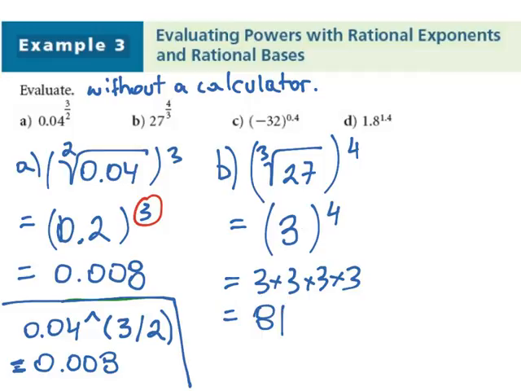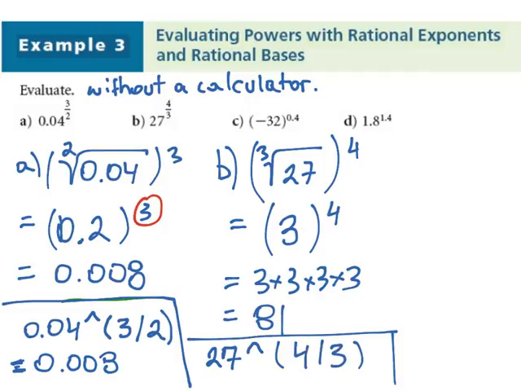And for your calculator, type in 27, again using the hat, start a bracket, 4 divided by 3, close the bracket, and you will get 81. Part C now.